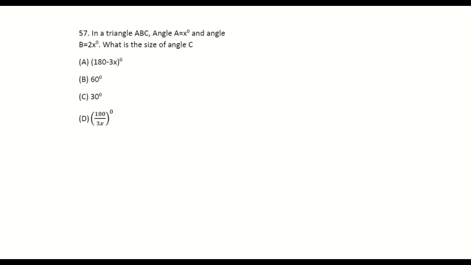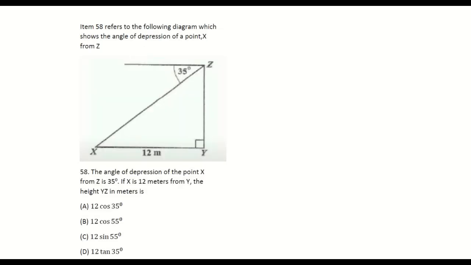57, in a triangle ABC, A is equal to x, B is equal to 2x, so that's 3x plus C is 180, so C would be 180 minus 3x, right? 58, let's read, refers to the following diagram below. So we know that this angle here is 35. So this angle here would be 90 minus 35, which is 55 degrees. I think we did this question recently or just now, right?